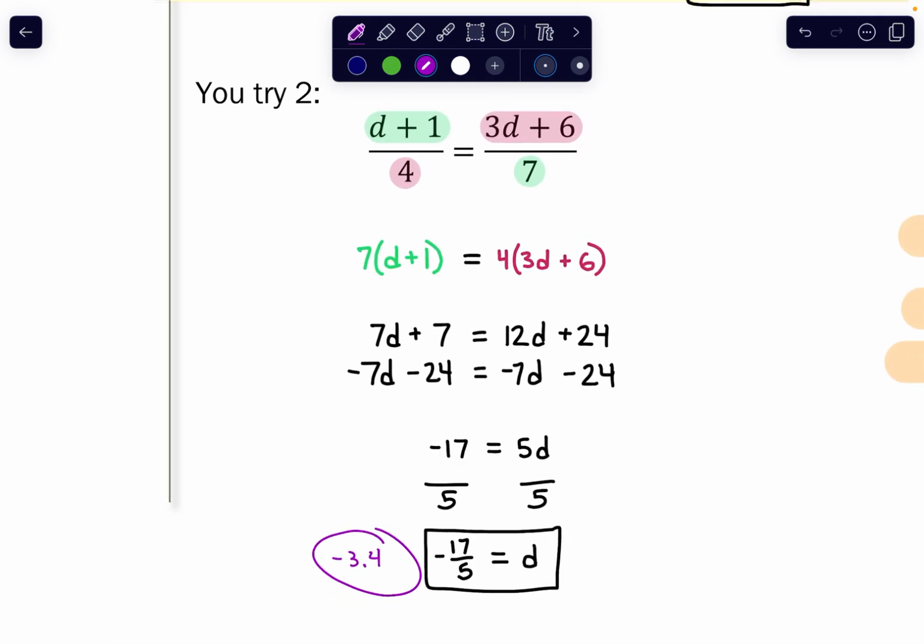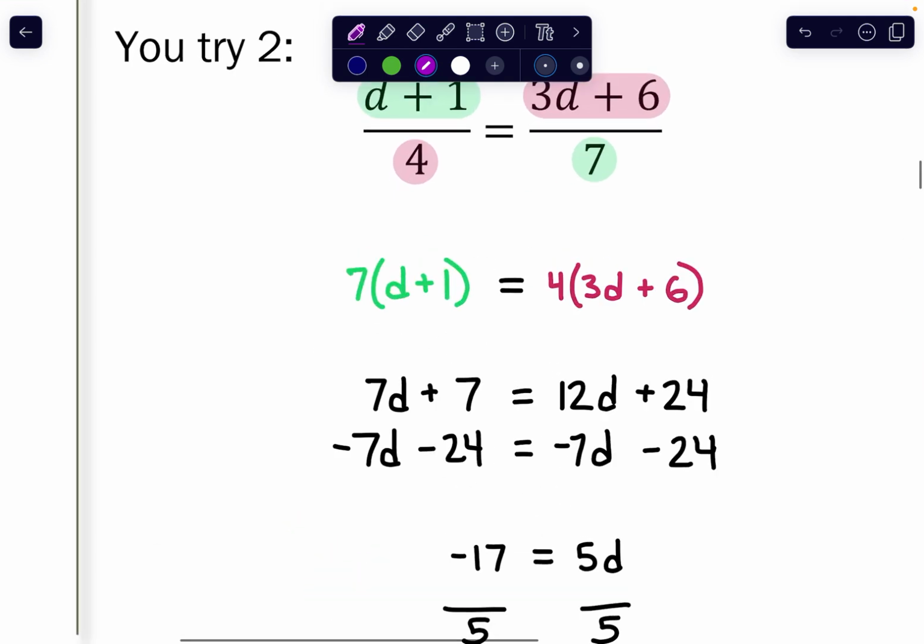How do we do it? So you got 7 times d plus 1, 4 times 3d plus 6. We have to distribute both of those, okay? The one thing I do like about this, and hopefully you notice this as well, everything's positive. Oh, don't we love those equations? All right, everything's positive here.